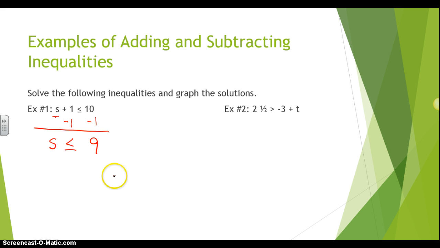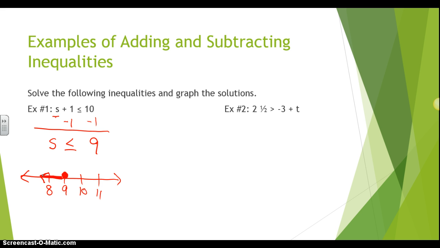So here's where we set up our number line. And if s is less than or equal to 9, it's going to be a closed circle at 9 because it's including 9. And the variable s is less than. Remember, when it's less, you shade to the left. So this is my graph for that problem.